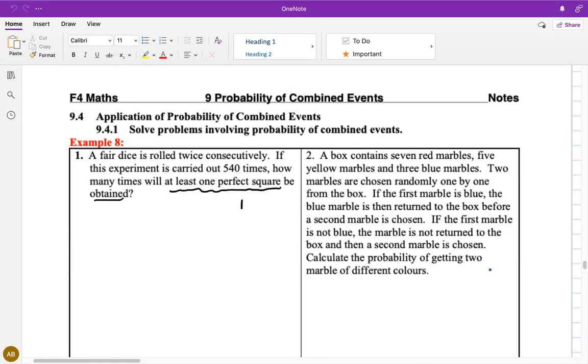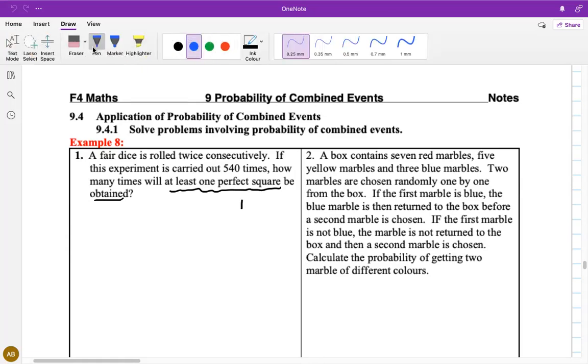So let's see example 8. A fair dice is rolled twice consecutively. If this experiment is carried out 540 times, how many times will at least one perfect square be obtained? Okay, a fair dice. So what is a perfect square here? All right, so it's a dice. The sample space will be 1, 2, 3, 4, 5, and 6.